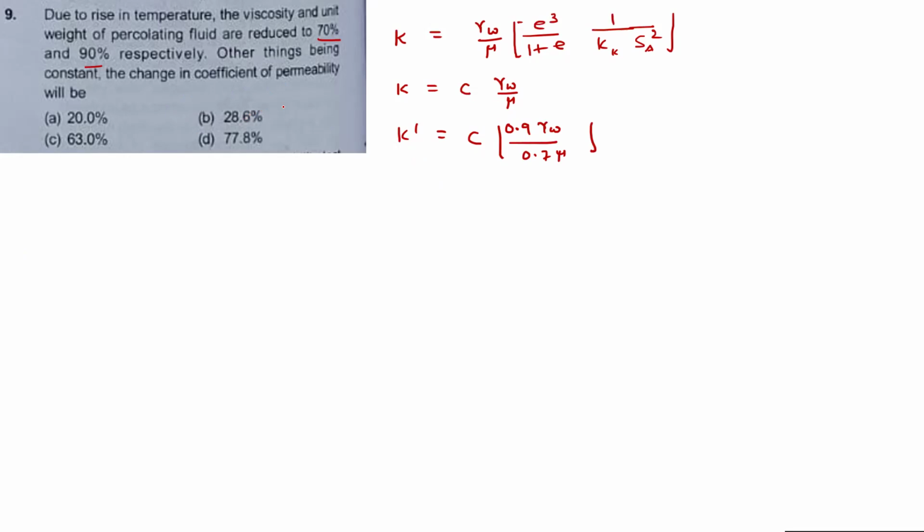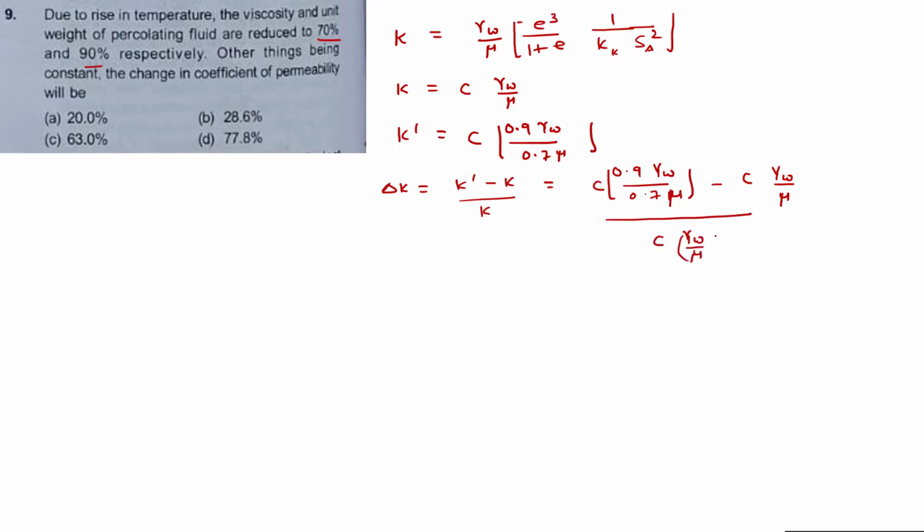So the change in coefficient of permeability, delta K by K, is equal to K prime minus K by K. K prime is C into 0.9 gamma W by 0.7 mu, minus C into gamma W by mu, divided by C into gamma W by mu.